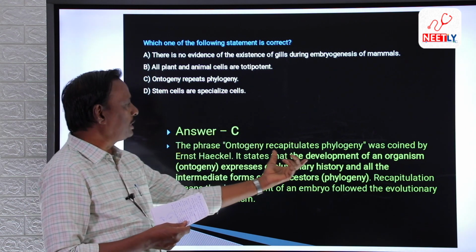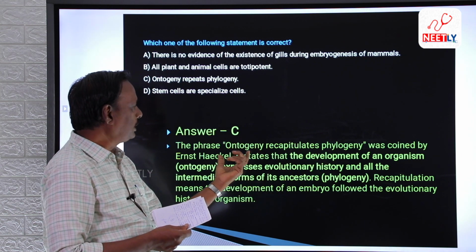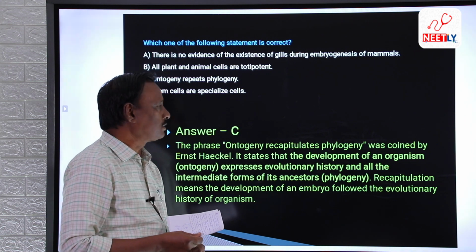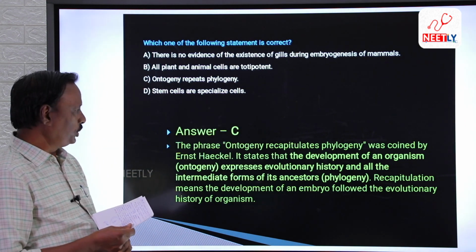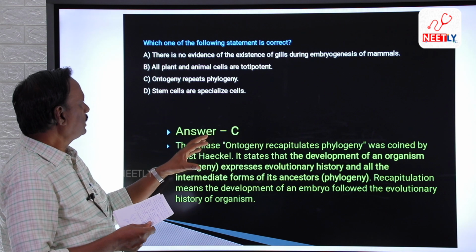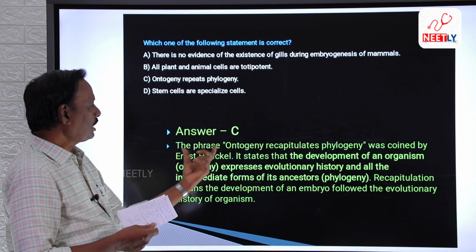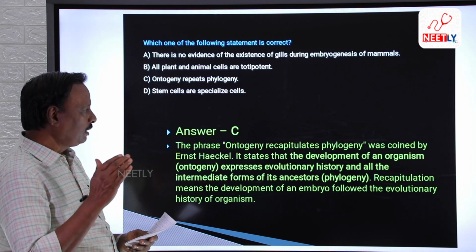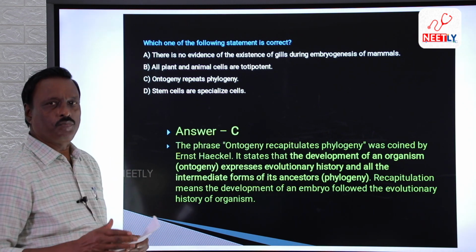Ontogeny recapitulates phylogeny, or ontogeny repeats phylogeny. It is an important phrase to prove evolution. So, what does it mean? What is ontogeny? Ontogeny is nothing but the stages in the embryonic development of an organism.